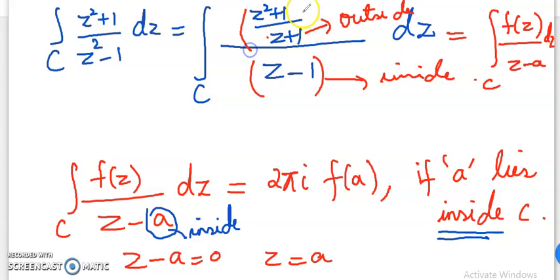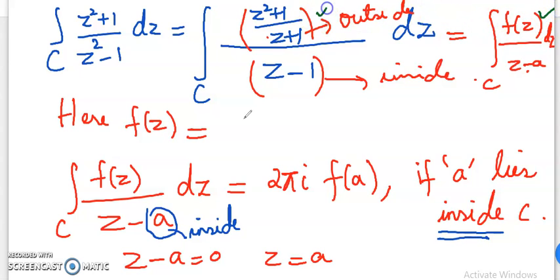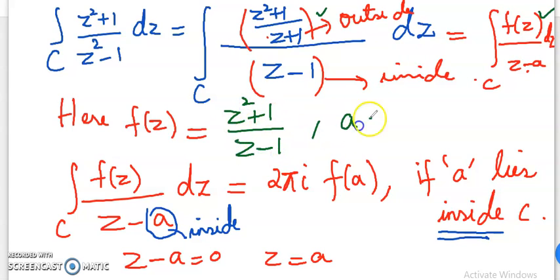So now this is of the form f of z by z minus a. Now what is f of z? Let us write f of z here. F of z is the numerator. What is the numerator here? Z square plus 1 by z plus 1. And what is the a value? The a value comes from the denominator, z minus a, z minus 1. So the a value is 1.